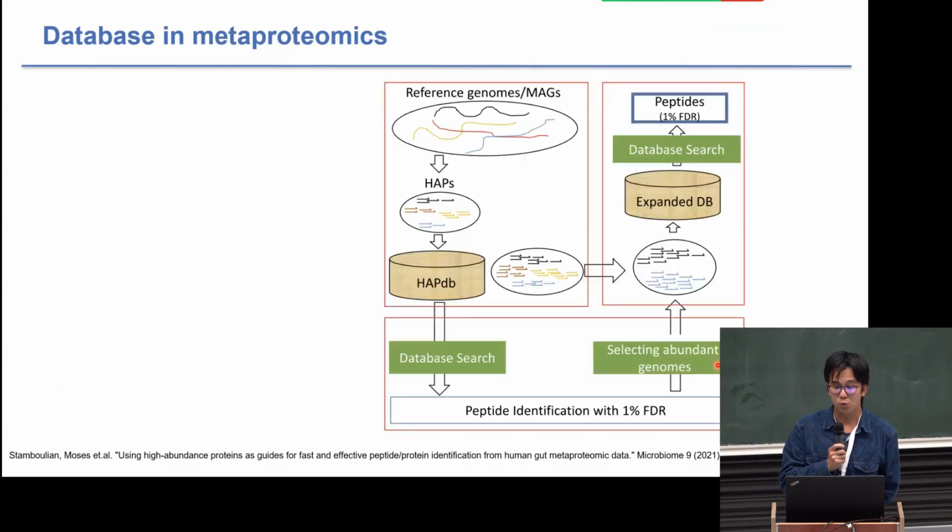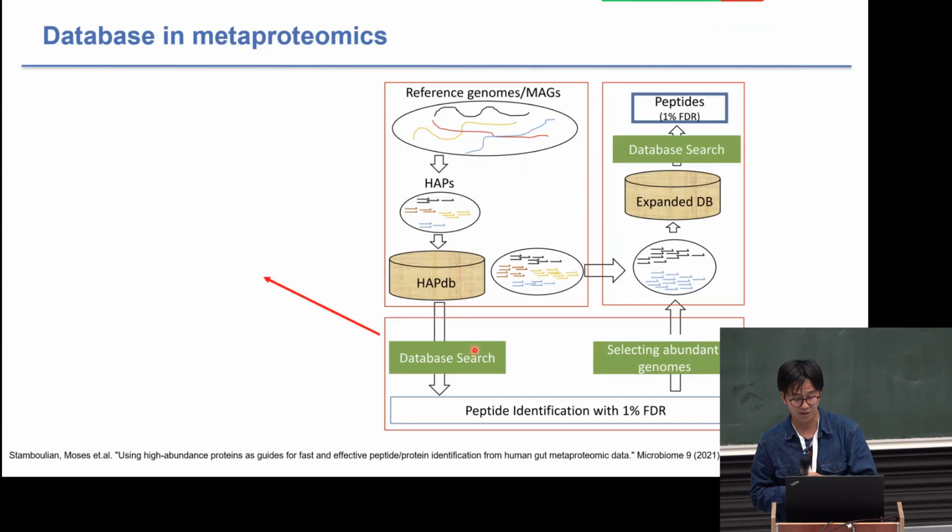And this is the workflow, how it works. Some people have already created a database that includes all the HAPs, high abundant proteins, in one database. So first you do a database search against this database. The purpose of this first database search is knock knock, who's there? And with this information, you get a list of microorganisms. Then you extract the proteins from certain organisms from the big database. Then you do the second round of search, which is very good.